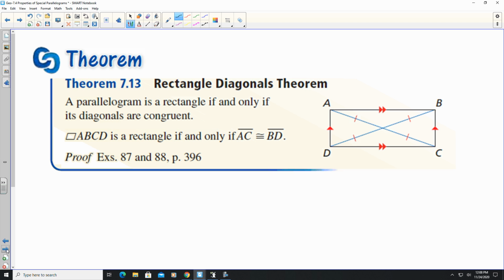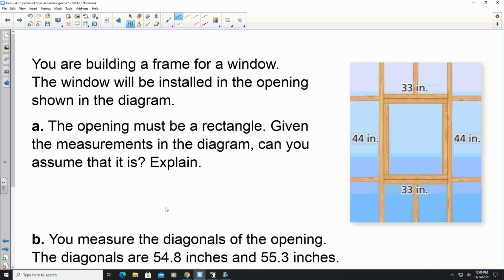Here it says rectangle diagonal theorem. It says when the diagonals intersect, the diagonals are congruent. So this is another characteristic for rectangles. With that being said, here it says you are building a frame for a window. The window will be installed in the opening shown in the diagram. The opening must be a rectangle given the measurements in the diagram. Can you assume that? The answer is no, because there are no right angle marks.